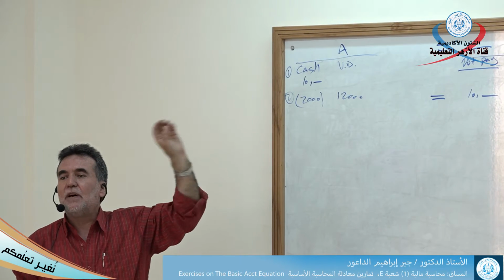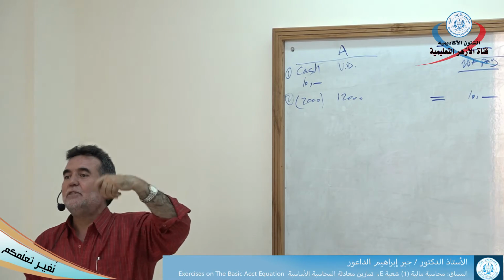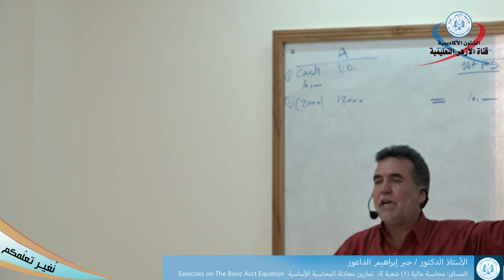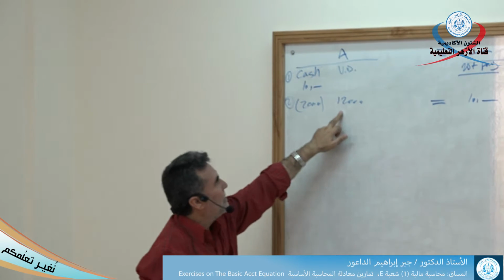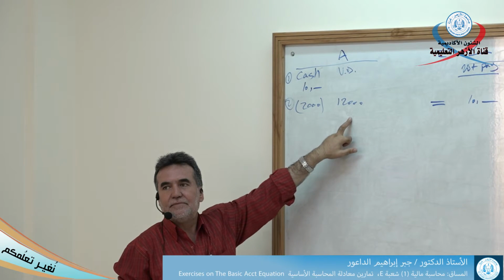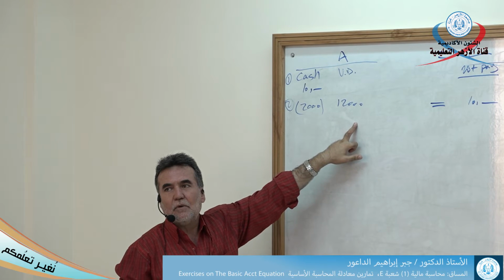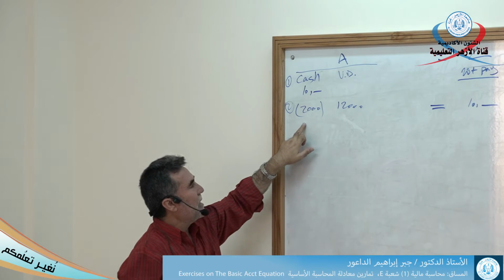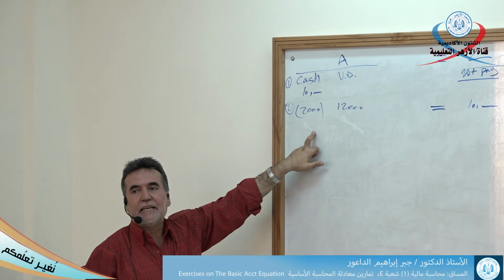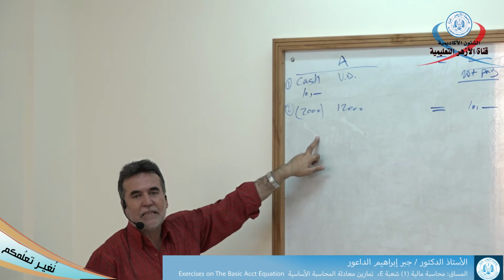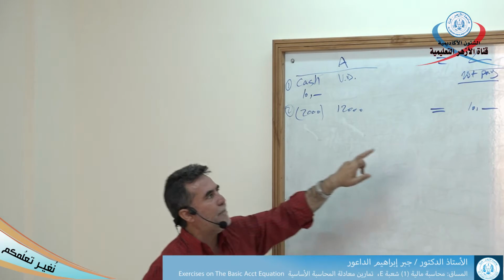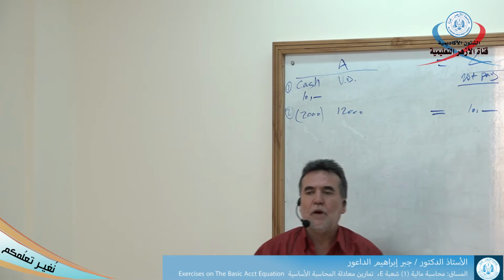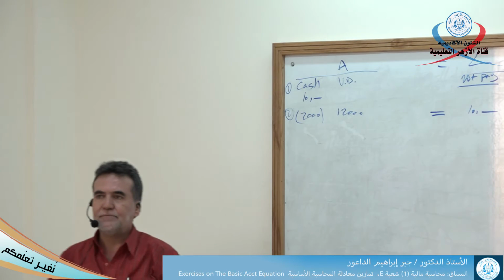Purchase van for 12,000. He paid 2,000 and the other amount signed in note payable. So assets, van delivery, will be increased by 12,000. Cash will be decreased by 2,000. So the remaining amount, which is 10,000, note payable, will be increased by it.